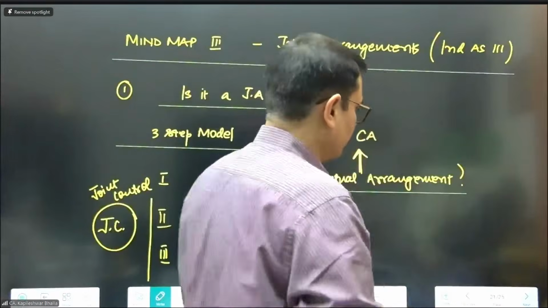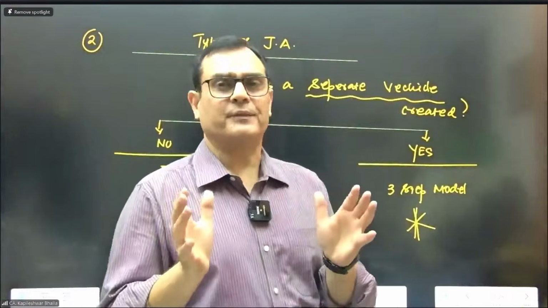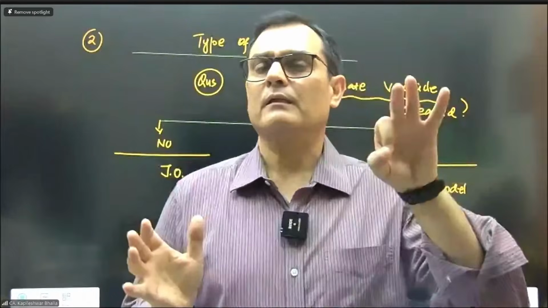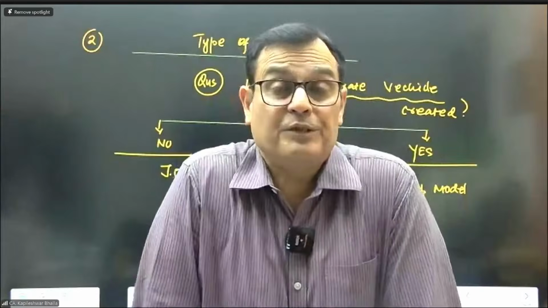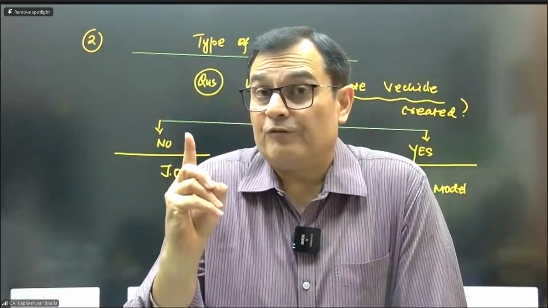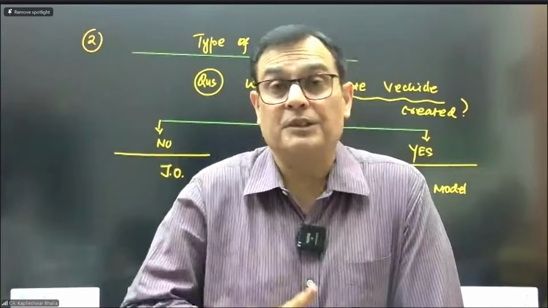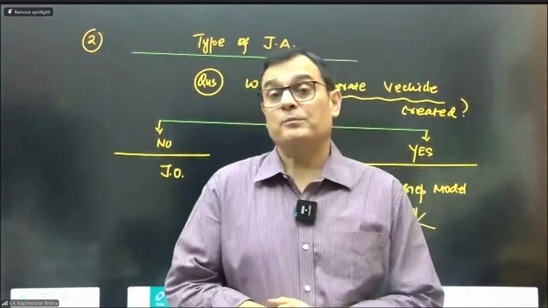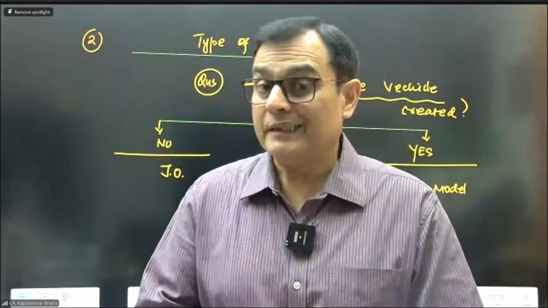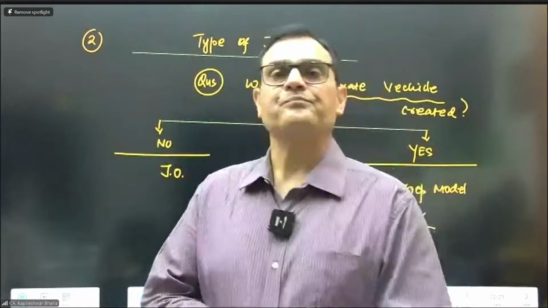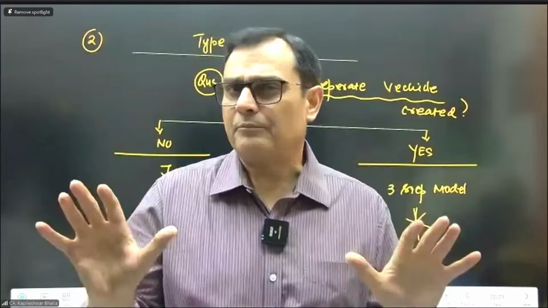The second input which I gave you was on the type of the joint arrangement. The focus is very clear that if you do not create a separate vehicle, it is JO. If you create a separate vehicle, then you need to apply the 3 parameters. The first one is legal form, the form in which the organization is created. Then you look at the contractual arrangements. Are the parties trying to override the legal form by contractual arrangements? Are they getting a share in the net assets, net profit? Are they getting a share in the assets, liability, income and expense individually? And the third aspect is looking at any other facts and circumstances which could indicate something to the contrary.